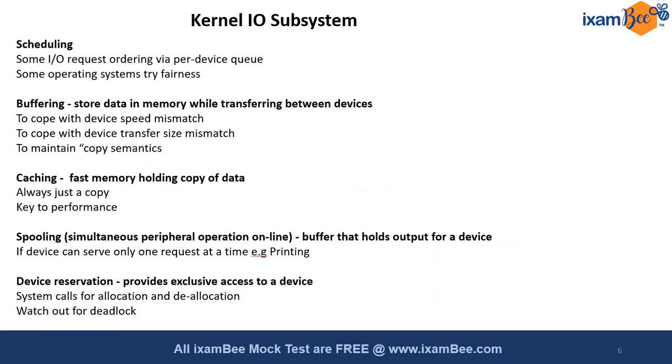After that, talking about the subsystems, we understood the kernel subsystem. Now, what does the kernel subsystem actually do? What are the functions of the kernel's IO subsystem? The kernel IO subsystem has these different kinds of things. Scheduling: what IO requests are coming, what the device queue is holding. All these things are taken care of.